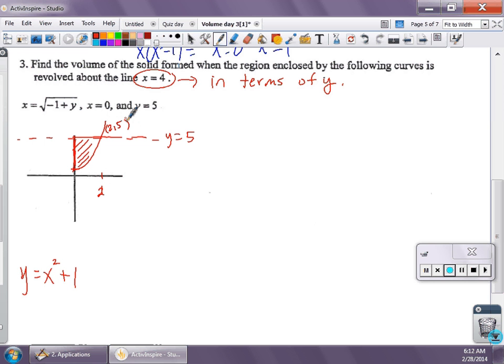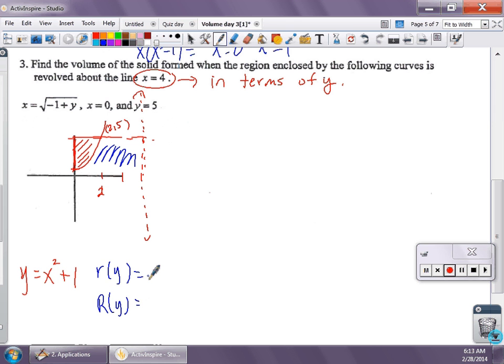So x equal to 4. Here's 3. Here's 4. This is the vertical line, our axis of revolution. I think I said earlier that this was the axis of revolution. Sorry about that. The axis of revolution is x equal to 4. This is what we're going to revolve the region about. Now, clearly, there's a lot of space in between x equal to 4 and the region itself. So there's going to be a hole here. So we're going to have a little r of y, and we're going to have a big R of y. So let's figure that out.